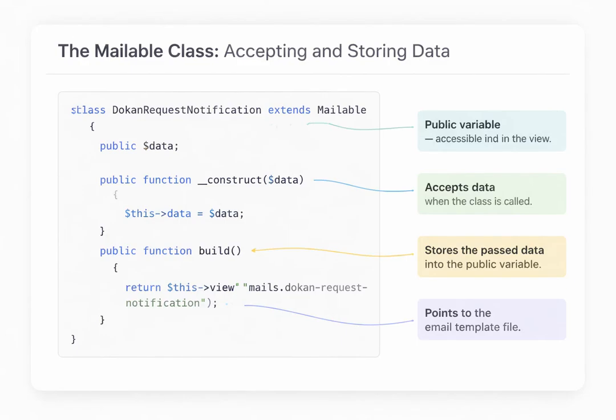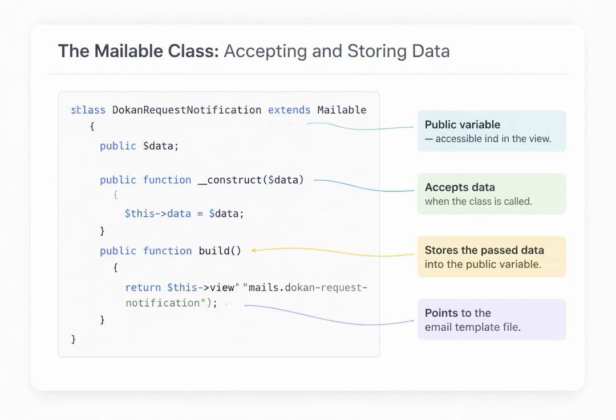Let's look at what the mailable class actually looks like. First, you declare a public variable, in this case called data, to hold whatever information you want to pass into the email. It's declared as public because Laravel automatically makes public variables available inside the email view template. Then in the constructor, you accept that data as a parameter and assign it to the public variable using this->data = data. Finally, the build method returns the view, pointing to the email template file.